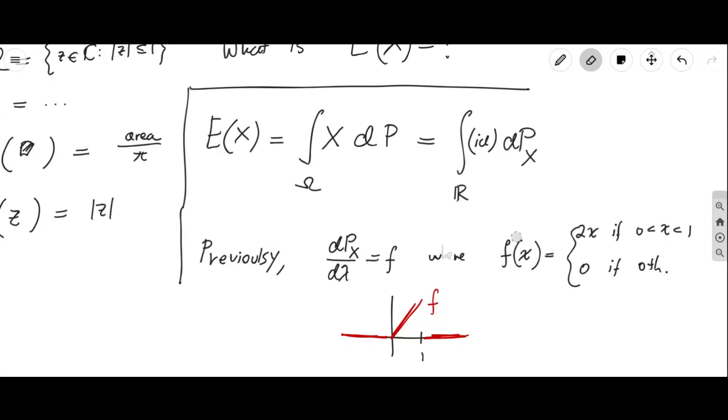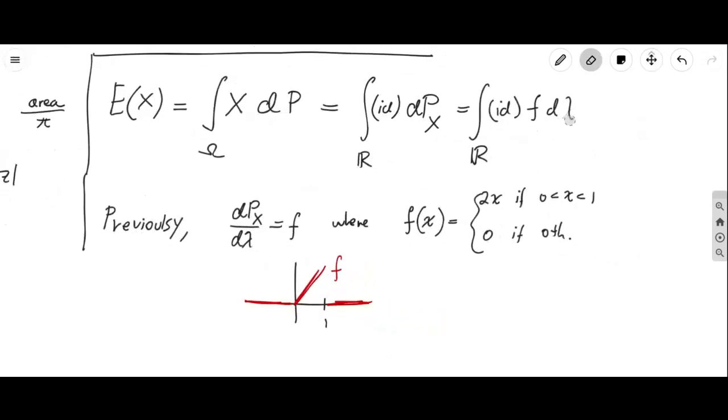And then you basically do integration the way you're used to. You would say that this is the integral on the real line of the identity function, and then you would replace dP_X by f d lambda. This is the way you would do it.